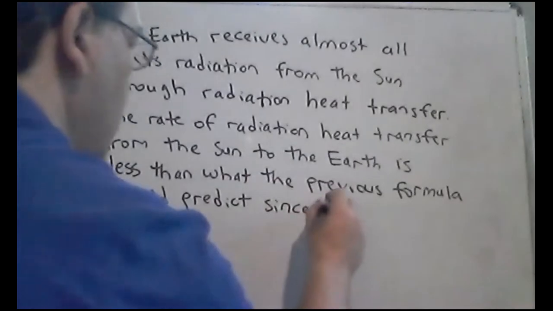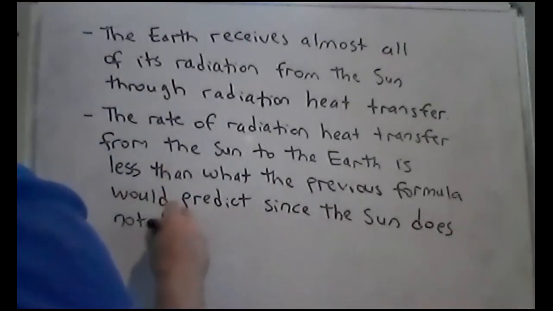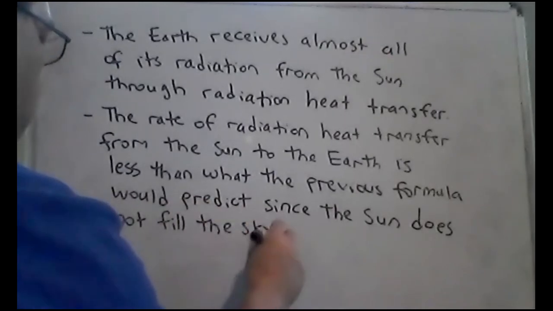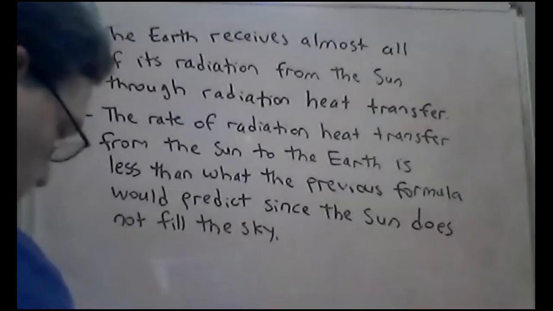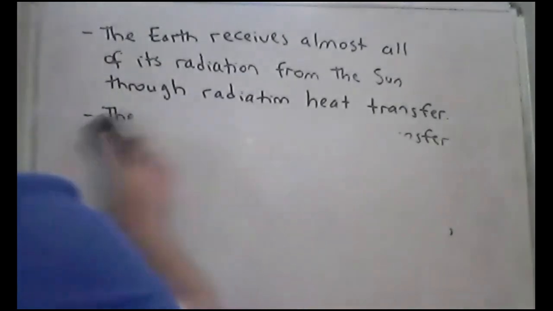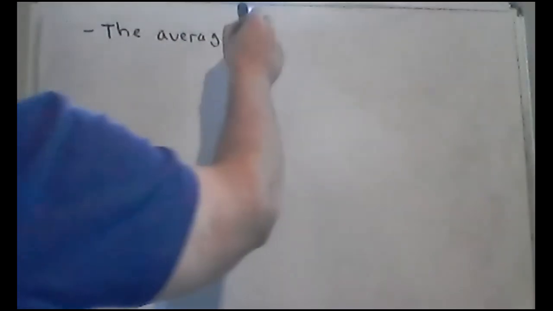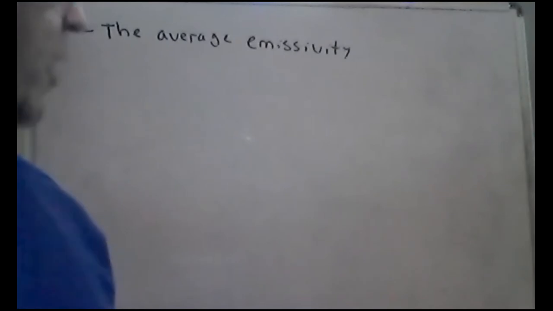Since the sun does not fill the sky, it's a part of the sky. So on average, we have that part as well. Emissivity also varies. Again, the radiation heat transfer formula assumes the entire environment is at this particular temperature. The sun is a point in the sky, a smaller part of the sky that it occupies. The average emissivity of the Earth is roughly about 0.65.